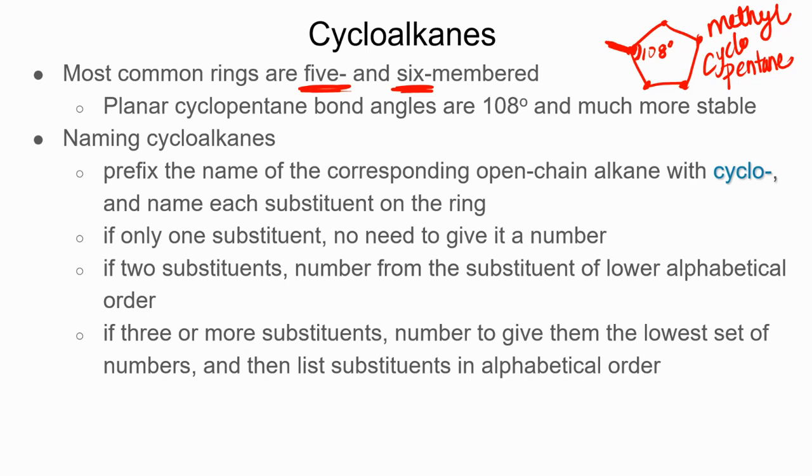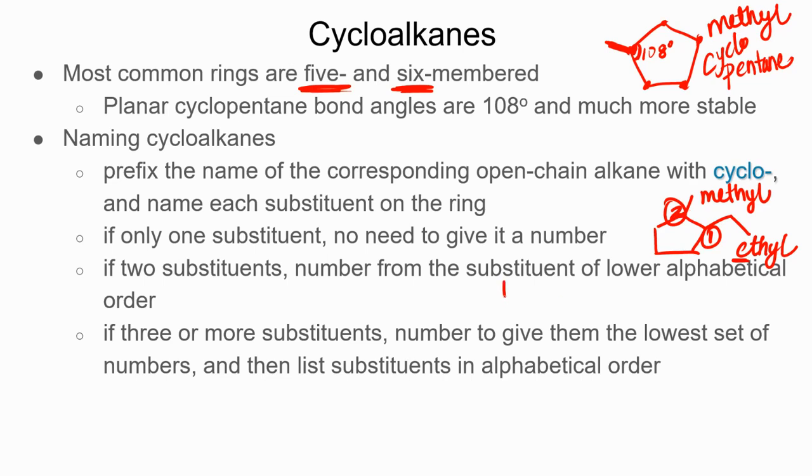If there are 2 substituents, we're going to number from the substituent that is first alphabetically. So let's say that we have cyclopentane and we have a methyl group on it and an ethyl group on it. Well, methyl group starts with M, ethyl group starts with E. So we might as well put this as our 1 carbon because it's going to be first alphabetically. So we kind of have a choice of which direction we're going to go. Might as well have the 2 be methyl and the 1 be ethyl.